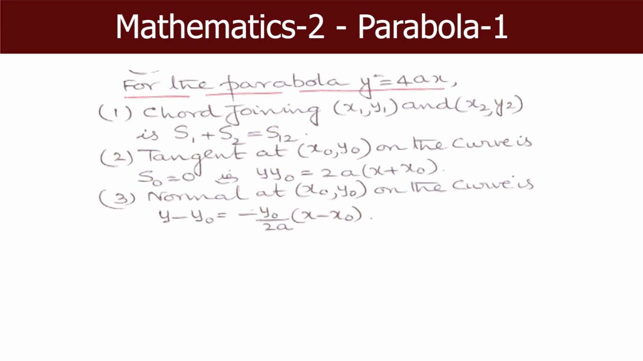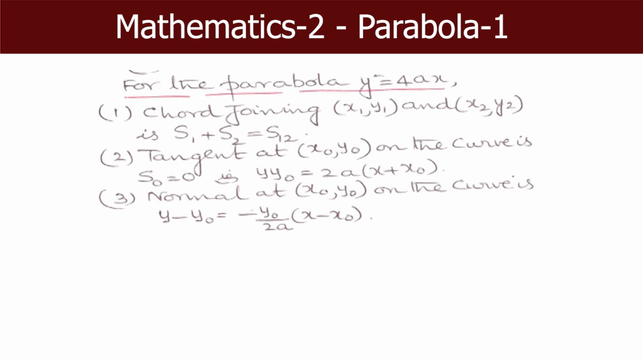So, for the parabola y square equal to 4ax, there are some important things that we studied in intermediate second year. The equation of the chord of the parabola joining the two points (x1, y1) and (x2, y2) on the curve is S1 plus S2 equal to S12. S1 is y1 minus 2a times x plus x1. S2 is similar, y2 minus 2a times x plus x2. S12 is y1 y2 minus 2a times x1 plus x2. Everybody must know the symbols and also the expressions which are replaced by these symbols.